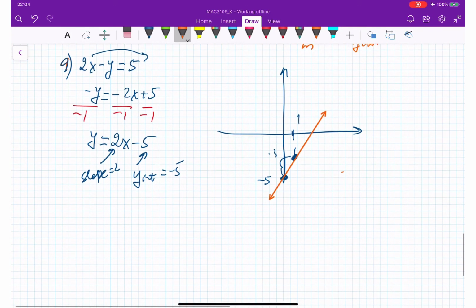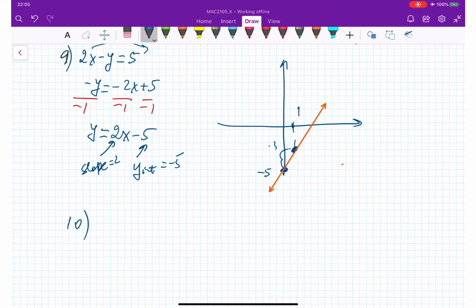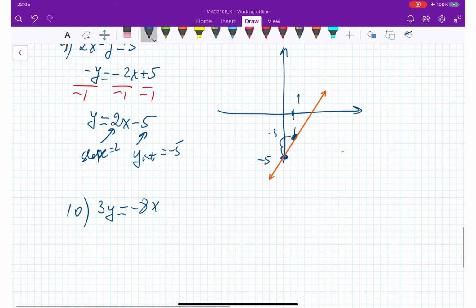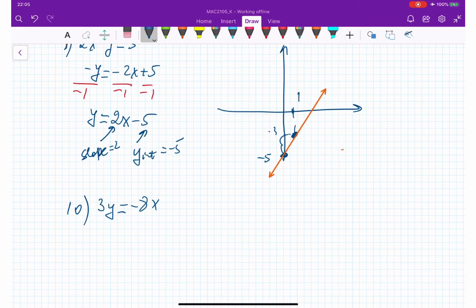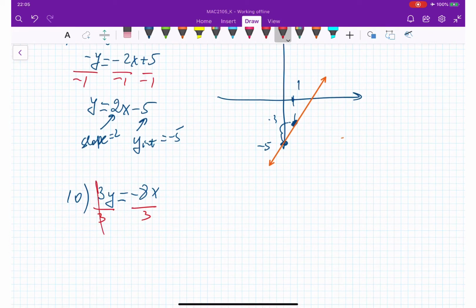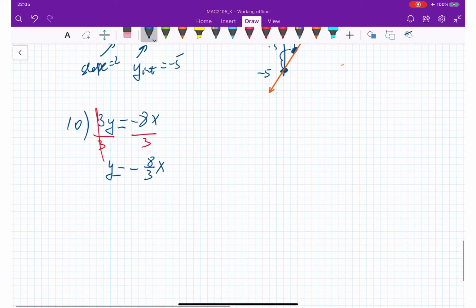Question number 10. We have 3y is equal negative 8x. Very interesting. Let's find out. So to find y, we need to divide by 3 here, by 3 here. And this is gone, and my y is equal negative 8 over 3x. Okay, how much is slope? Slope is going to be negative 8 over 3. And how much will be y-intercept? Y-intercept, since nothing in there, that means it's going to be 0, 0, y-intercept.